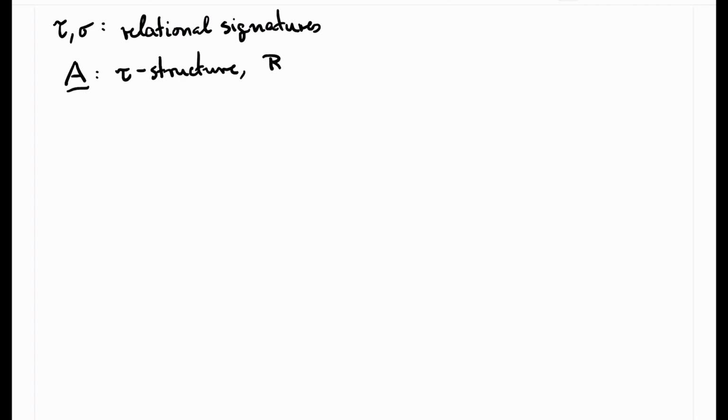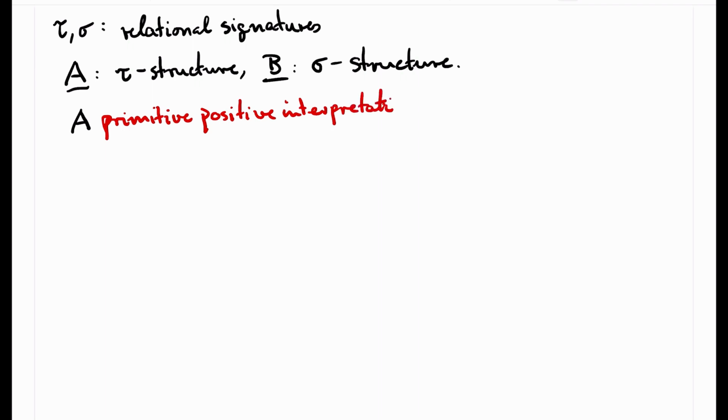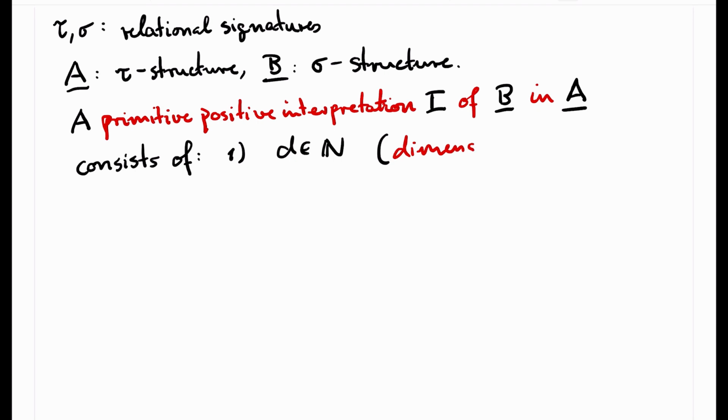We now define primitive positive interpretations formally. Suppose that we have a relational tau structure A and a relational sigma structure B. The definition would also be possible for not necessarily relational structures, but it would be more to write, so today I focus on relational structures only. A primitive positive interpretation of B in A is defined as follows. It has a dimension d. In our example of an interpretation of Q in Z, this was 2, since each element of Q was simulated, so to say, by two tuples of integers.